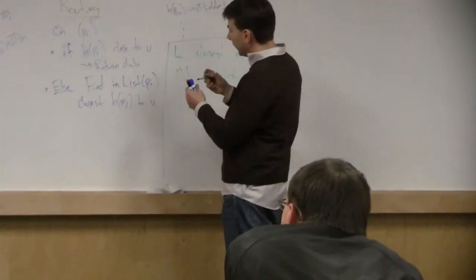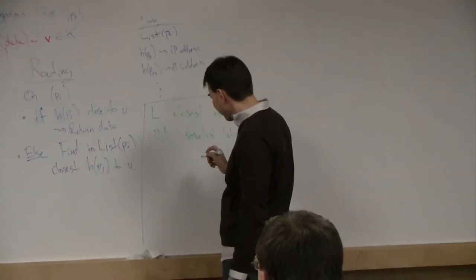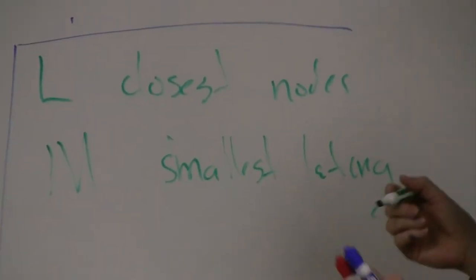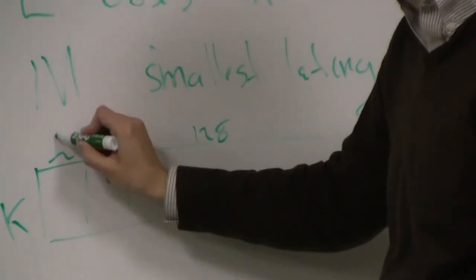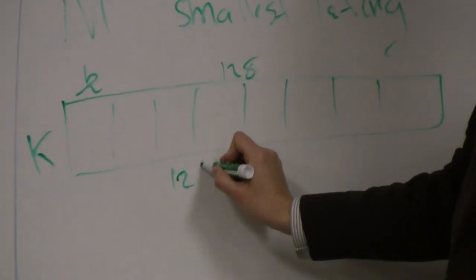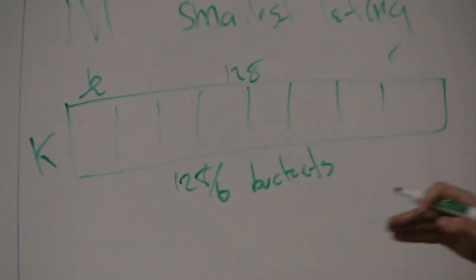So this is the easy part, and then you're going to have a bunch of things that are going to help you do the routing. And to do this, let's think of the key space. This key space is going to be 128 bits, and you're going to break these bits into buckets of size b. So there are going to be 128 over b of these buckets. Think of b as 4.